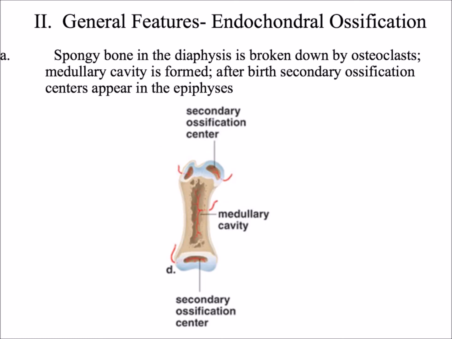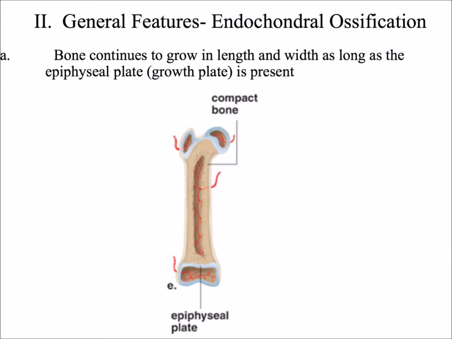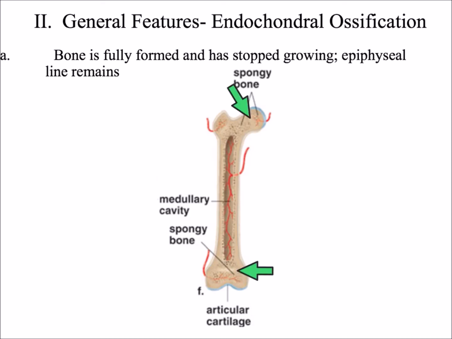Now, after birth, right, is where you will see the secondary ossification centers appear. Secondary ossification centers are located within the epiphyses. And throughout growth, your bones will continue to lengthen as long as you have cartilage between the epiphysis and the diaphysis. Eventually there's no more cartilage between the epiphysis and diaphysis, and that's when bone growth will stop.